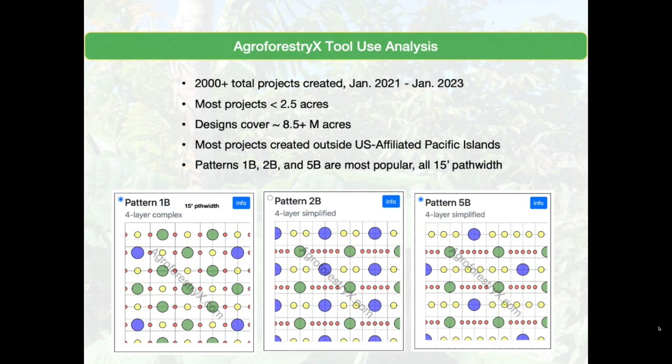Since the initial launch of the AgroforestryX tool, there have been more than 2,000 projects created from over 50 countries. Most projects are not larger than 1 hectare, or approximately 2.5 acres. The total land mass covered by designs created is over 8.5 million acres. Most of the projects have been created outside of the U.S. affiliated Pacific Islands, showing a big demand outside of the Pacific region. Most common project patterns are 15-foot path width, patterns 1B, 2B, and 5B.